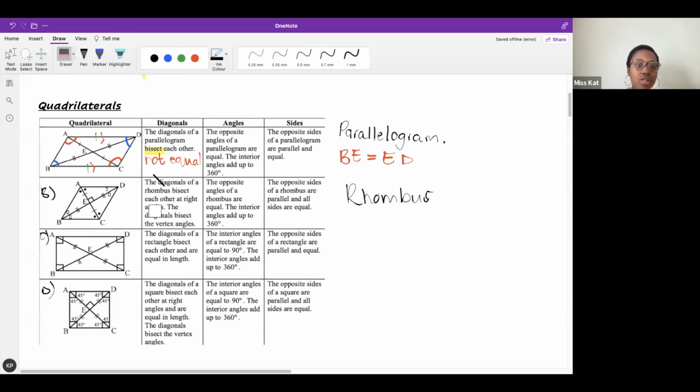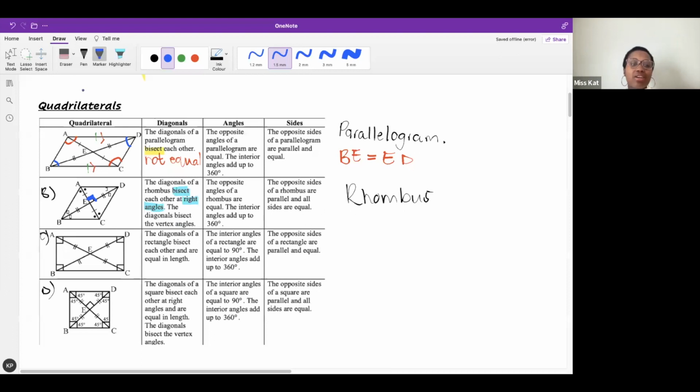Okay, so let's see what is the same here. Diagonals bisect each other. But we have an additional condition: right angles. That means that this angle over here by the diagonal will be 90 degrees. Okay, so all the angles in the center of a rhombus are 90 degrees.